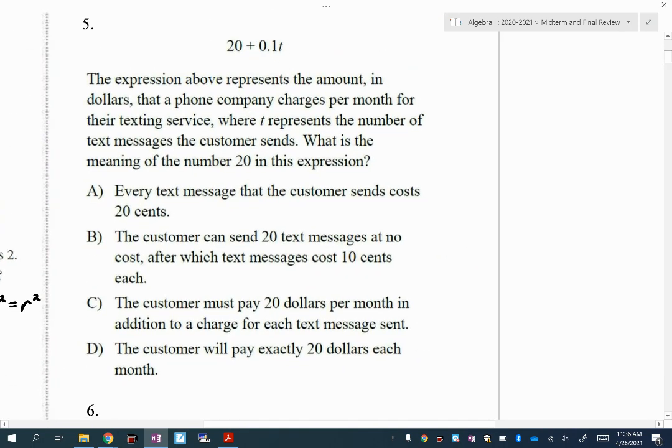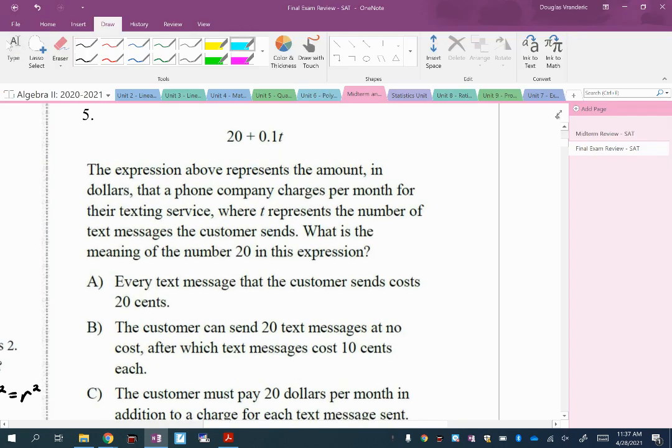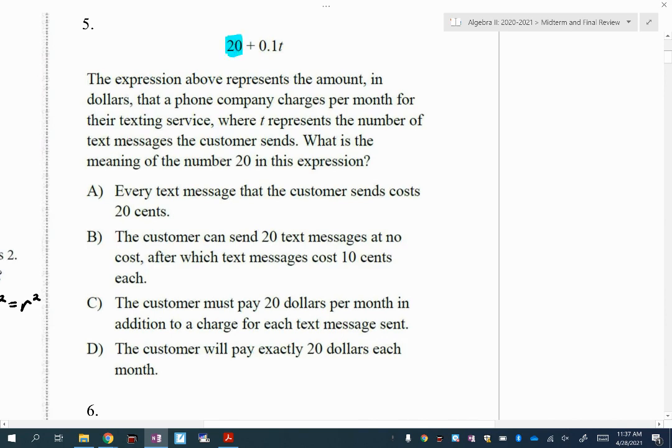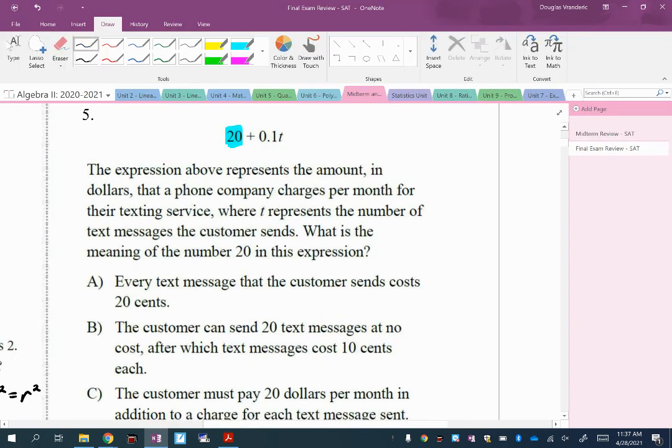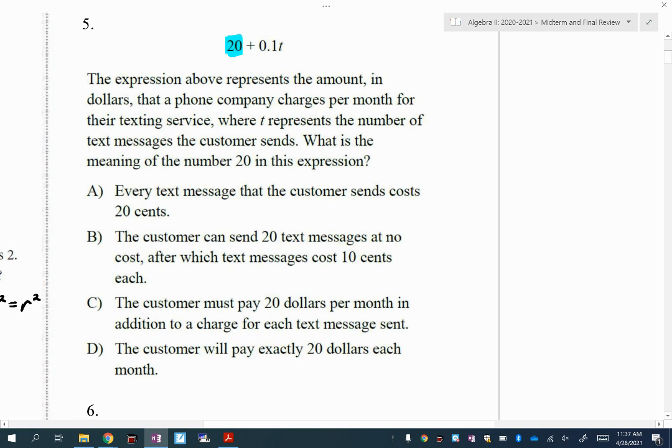Now, number 5 has this expression, 20 plus 0.1 times t, and it says this expression represents the amount in dollars that a phone company charges per month for their texting service, where t represents the number of text messages the customer sends. But this problem is actually asking about the 20. All right, so this question is asking about what is called the y-intercept.